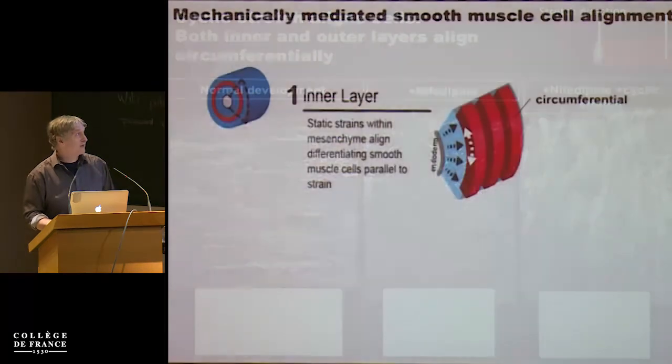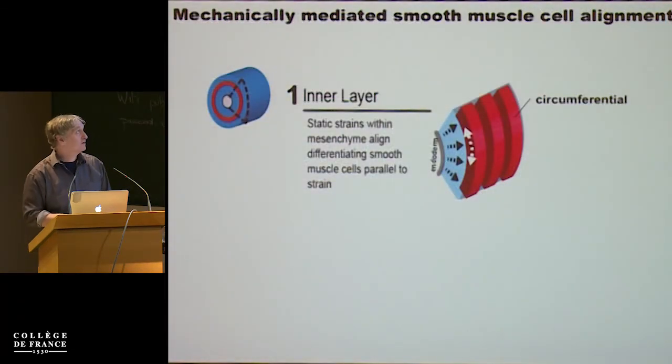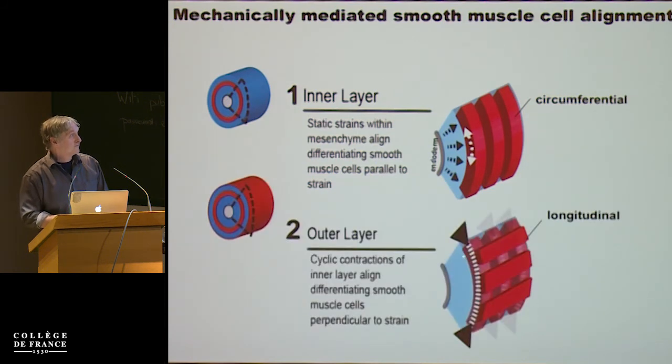So we think we have some understanding of what's going on here. The first layer is orienting based on strain from the static strains that are produced by the proliferation of the inner material, so both the endoderm and the mesenchyme, giving the cells aligning in a circumferential direction. Then as that first layer starts contracting in a periodic manner, as the next layer forms, the cells want to avoid the contraction of that, and they align perpendicular to it.